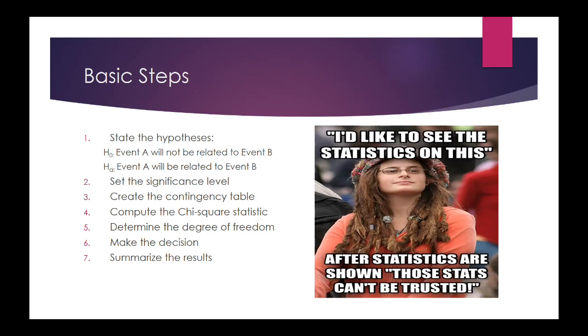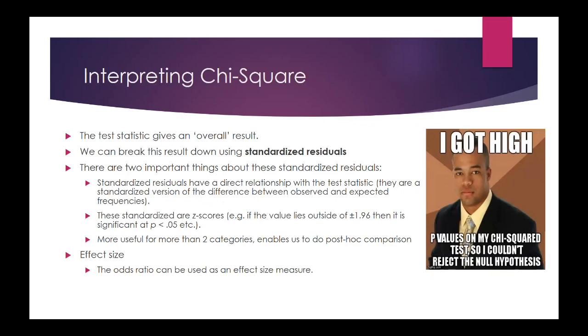For the chi-square result, it's a pretty easy interpretation. When we get to log linear, it becomes a little bit more complicated, and you'll see how that unfolds in a second here. So, interpreting chi-square. When you find your chi-square test result, that is giving you your overall result. Is there an association between the two variables? Now, just because there's a significant chi-square result doesn't necessarily tell us where these differences or associations are coming from. And we can do that using standardized residuals.